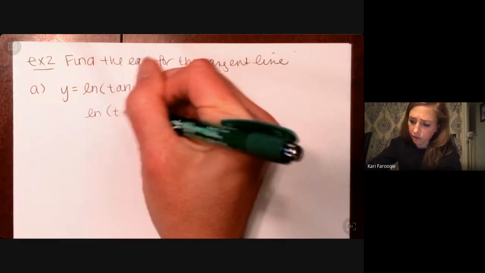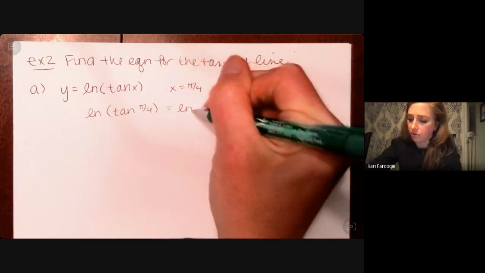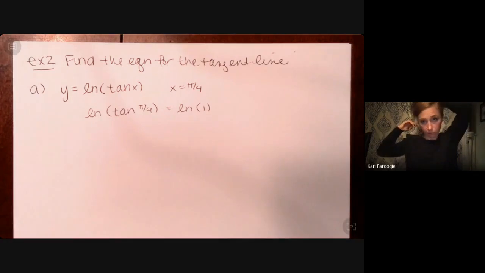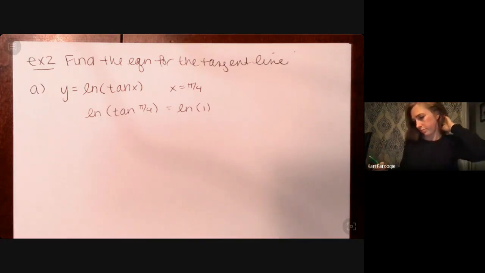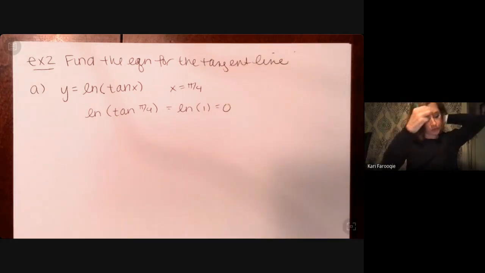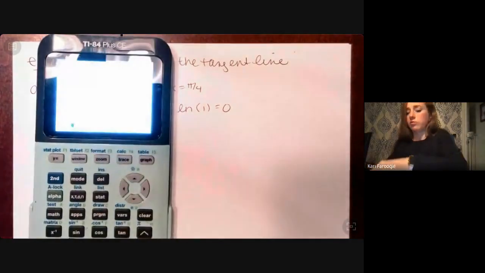So if you do that, just to get the y coordinate for the point, you're looking for the natural log of 1, because remember the tangent of pi over 4 is 1. The natural log of 1 is 0. I also want you to get used to these natural log values. You can put this in your calculator if you haven't done that in a long time. I'll remind you of how to do that.